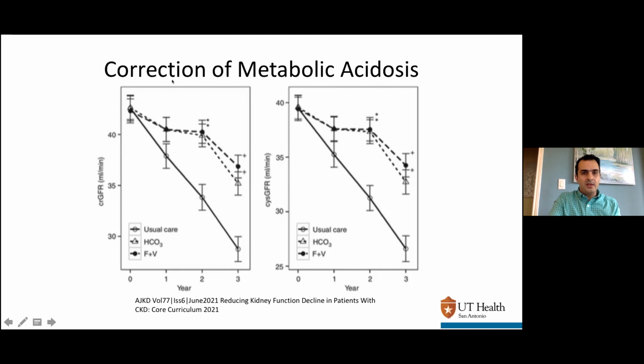So they took 3 groups of patients: usual care, patients on bicarb therapy or alkali therapy, sodium bicarb or Bicitra, and the third group is fruit and vegetables.